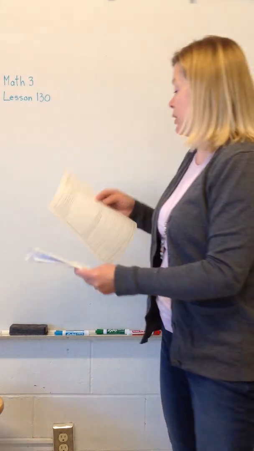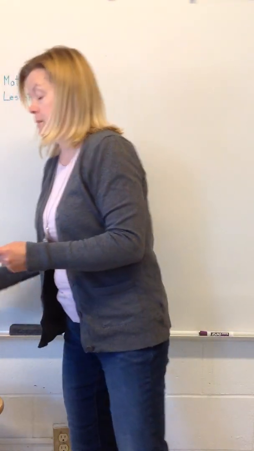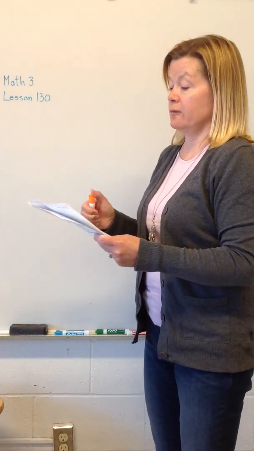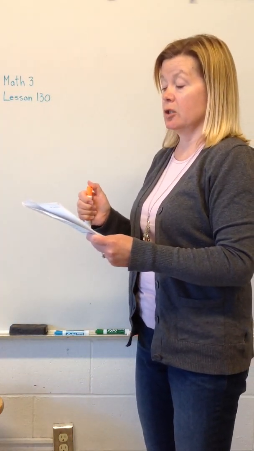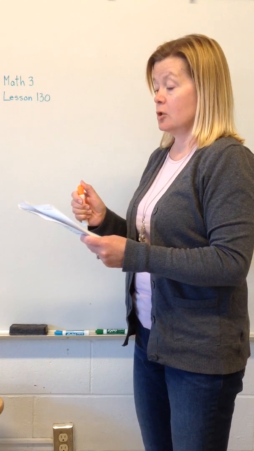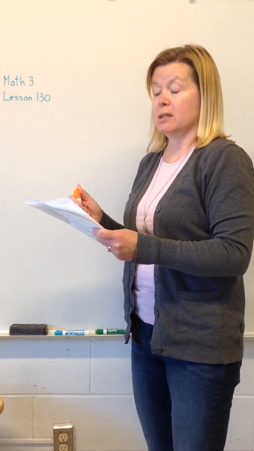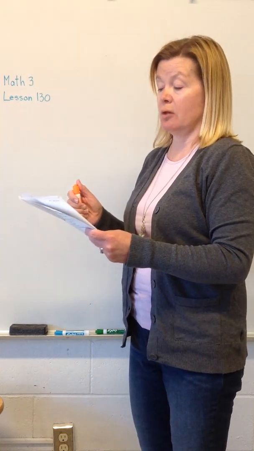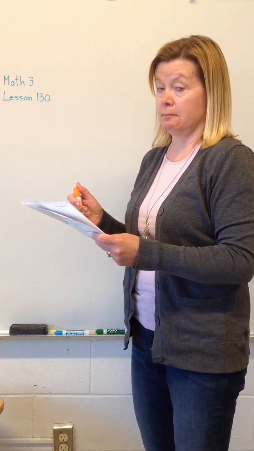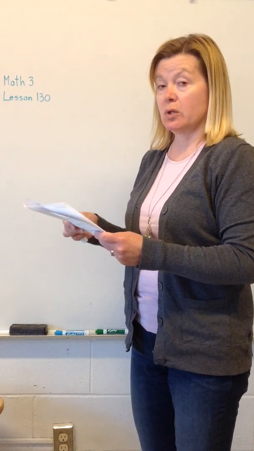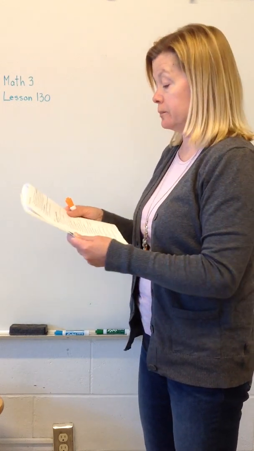So, let's read our first question. It says, a movie ticket for an adult at the Palace Theater is $10. Children's tickets are half price. What is the cost of 3 adult and 4 children's tickets? So what are we going to have to do first?